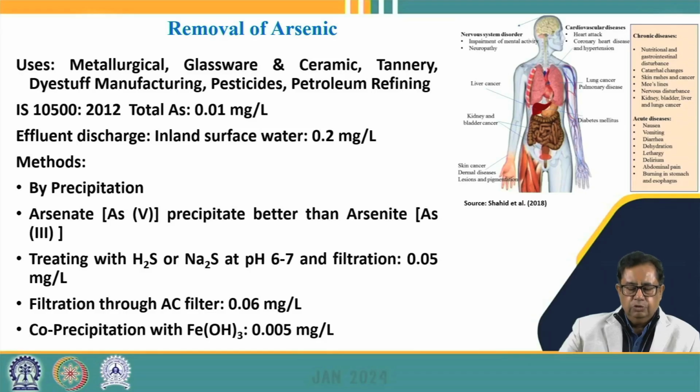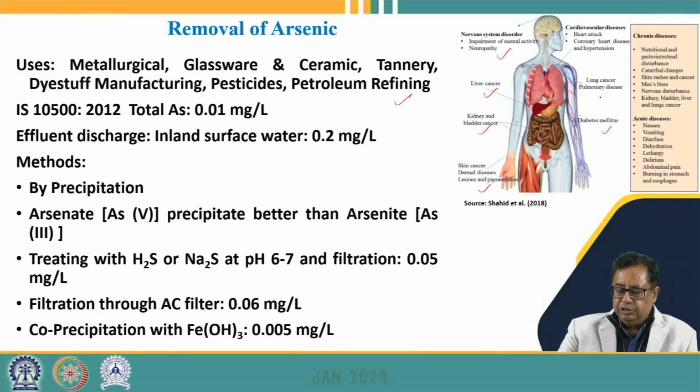So now we'll discuss the different types of metals which can be present. For example, we'll talk about arsenic. Arsenic may be used in metallurgy, glassware, ceramics, tanneries, dye making, pesticides, and petroleum refining. If arsenic is taken by humans in high amounts, it may lead to nervous system disorder, liver cancer, kidney and bladder cancers, skin cancer, diabetes, lung cancer, as well as cardiovascular diseases.